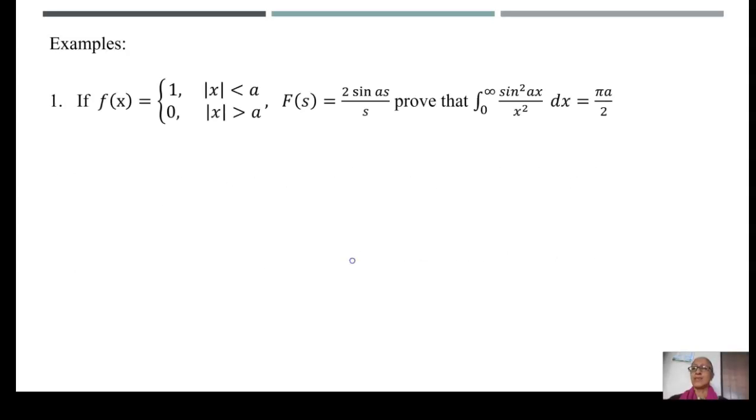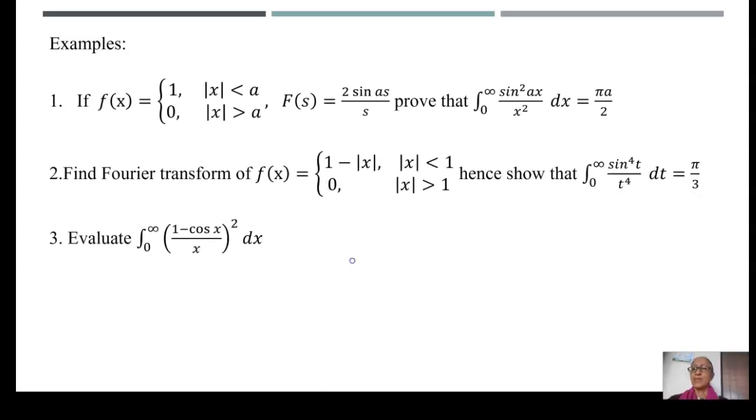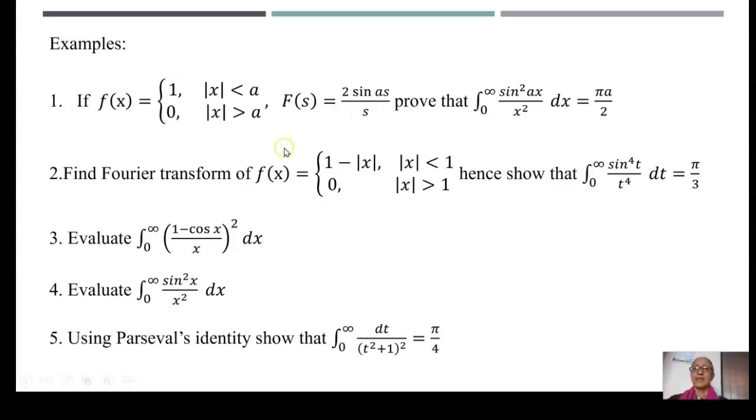Here I have listed some 8 examples. So let us solve them one by one. So the first one is, see, you can change the variation of these questions.